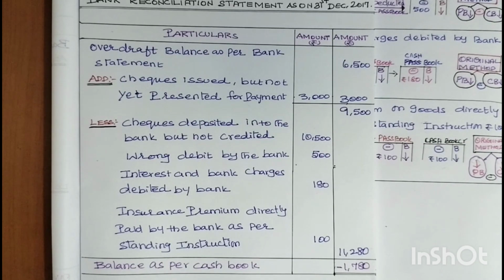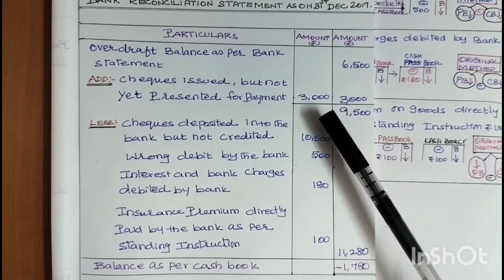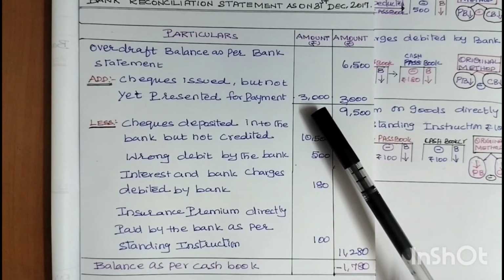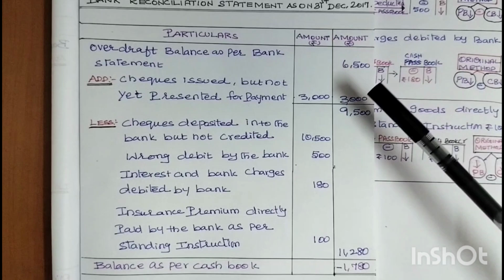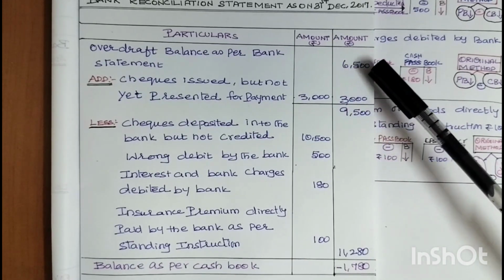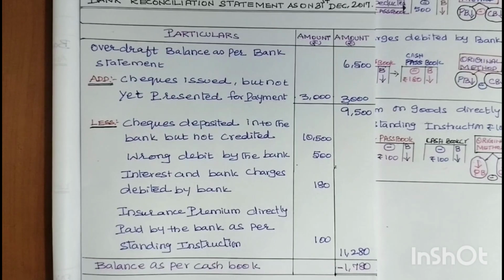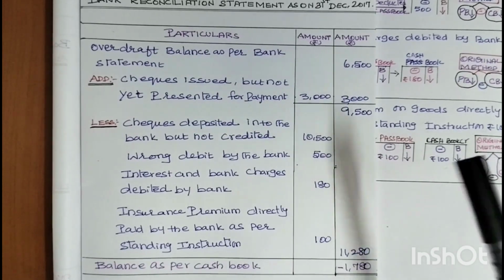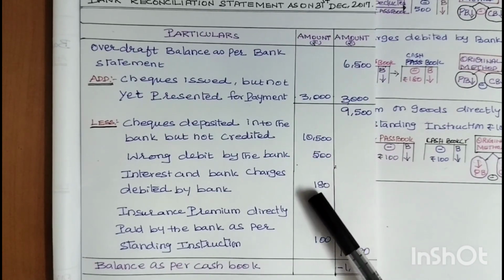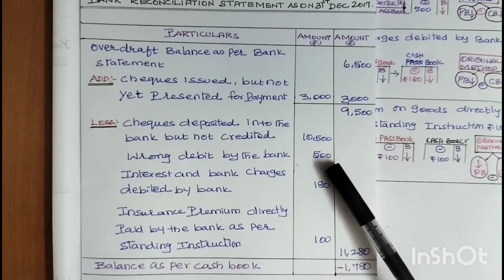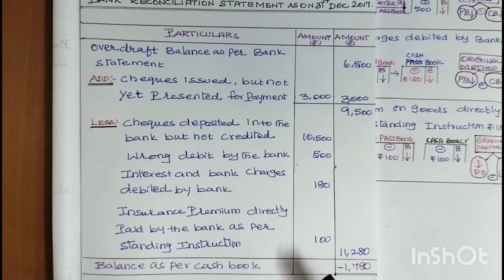For that, we need to find out the total amount of the add column. The add column has 3,000 rupees. That 3,000 rupees we enter into the outer amount column. Then we have to add 3,000 rupees with 6,500. We will get 9,500. 9,500 rupees is entered in the outer amount column. Then let's take the sum of the subtracted column, that is 10,500 plus 500 plus 180 plus 100. We will get 11,280. You have to enter that into the outer amount column.